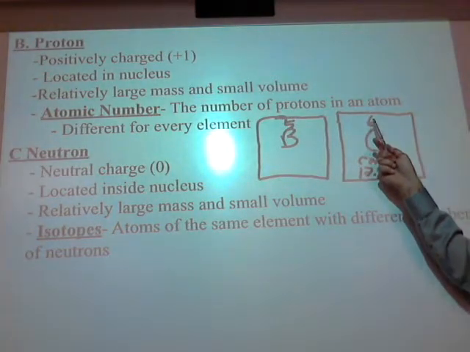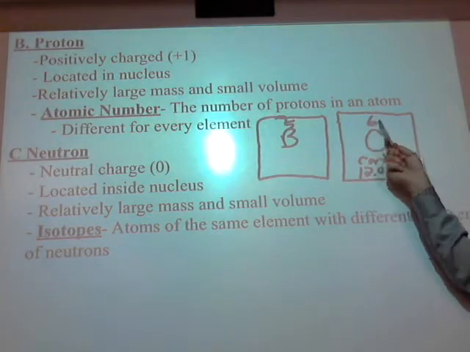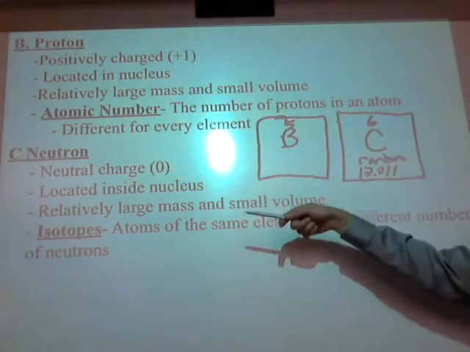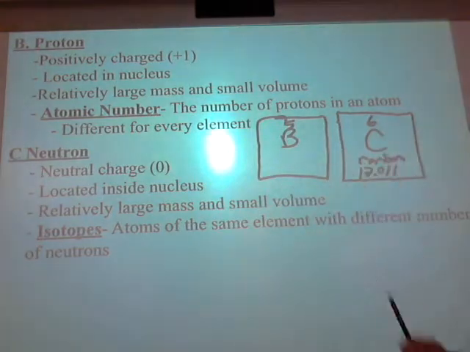But here's the key: take away an electron, got an ion. Take away a neutron, got an isotope. Take away a proton, I got somebody else completely. I don't have carbon anymore. I got a totally different element. Okay. All right. Good enough.